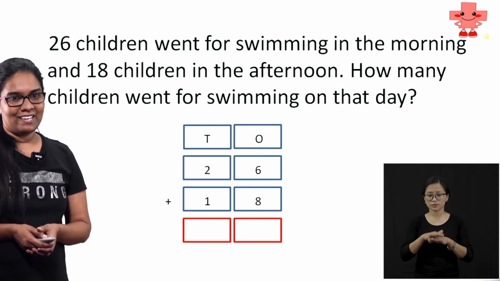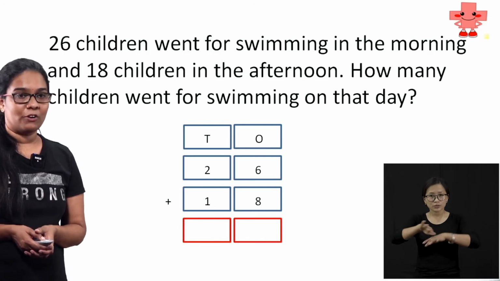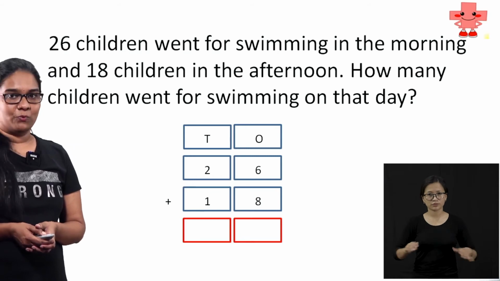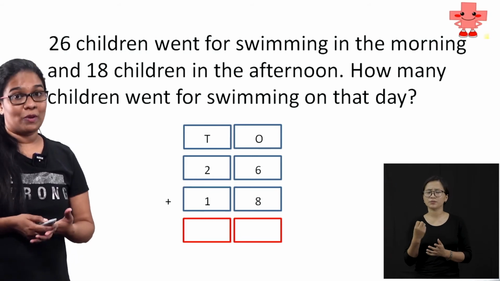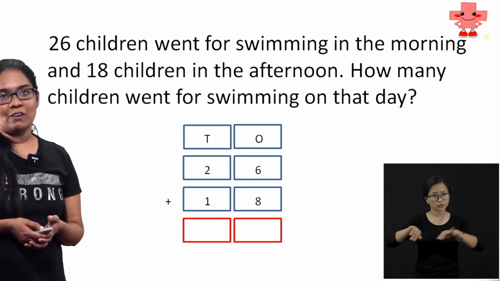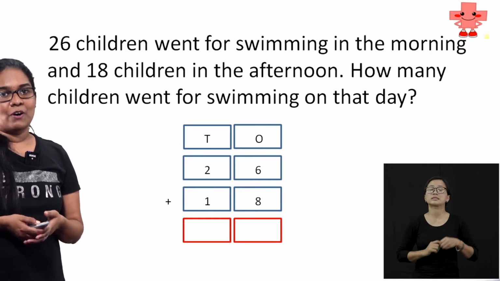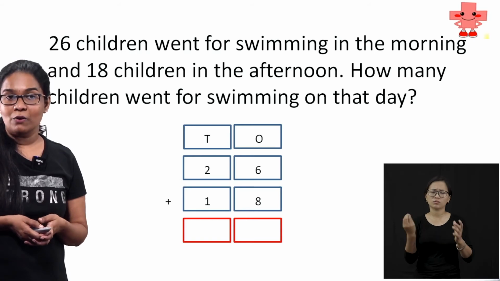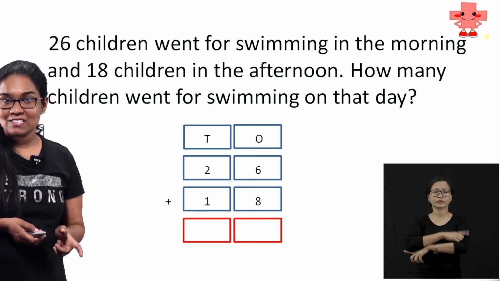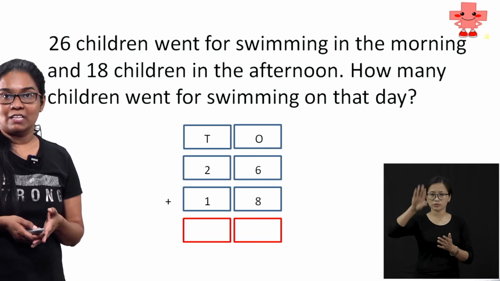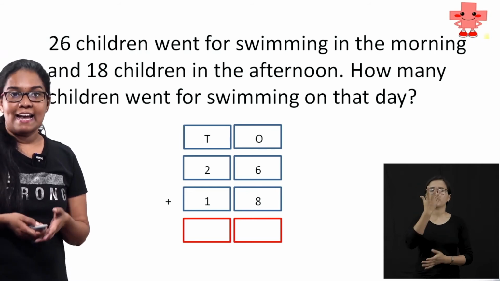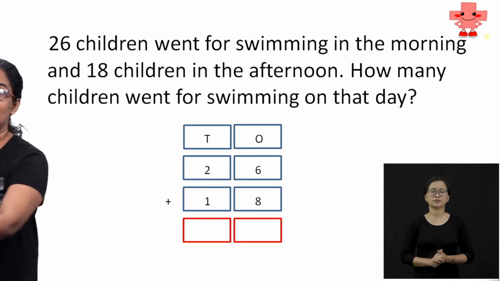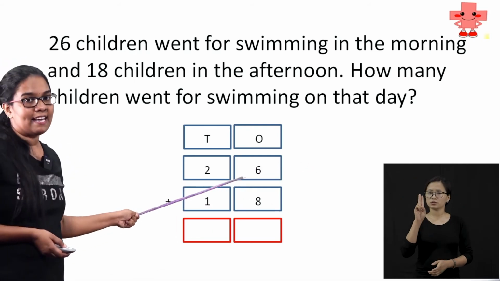26 children went swimming in the morning and 18 children in the afternoon. How many children went for swimming on that day? This is our question. We want to find out the total number of children who went for swimming on that day. 26 children went for swimming in the morning and 18 children in the afternoon. Then we have to add 26 and 18.